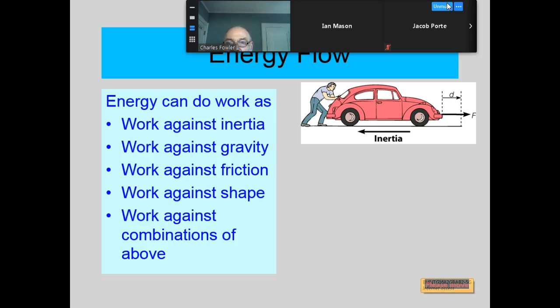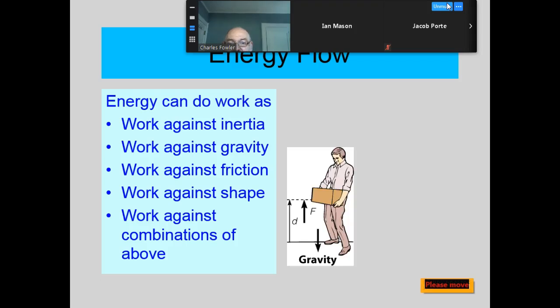Okay, another is work against gravity. Of course, work against gravity is anytime you lift anything, because gravity's trying to pull it downward, you're trying to lift it up. You're doing work against gravity. Okay? Force times a distance.